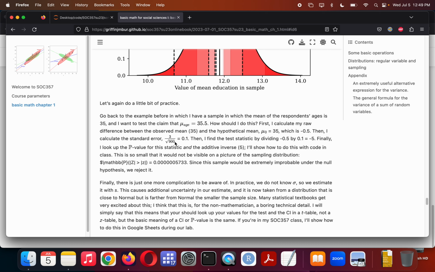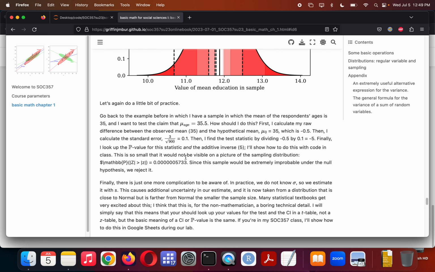Then I calculate the standard error, 3 over root 900, which we already did, which happens to be 0.1. And then finally, I find the test statistic by dividing negative 0.5 by 0.1, which is negative 5. Then finally, I look up the p-value for this statistic and its additive inverse, which is 5. I'll show how to do this with code in class.